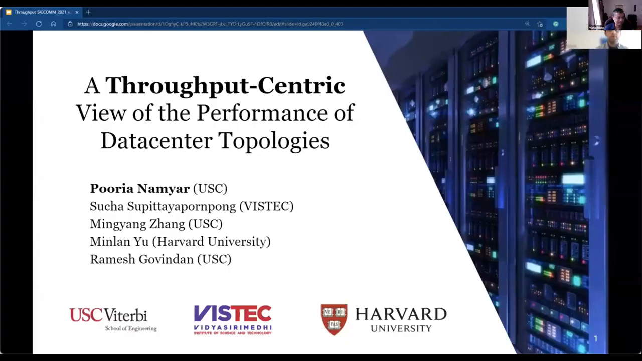Hello everyone, my name is Puria Namiyar. Today I'm going to present our work on a throughput-centric view of the performance of data center topologies. This is work with collaborators from USC, WISTEC, and Harvard University.